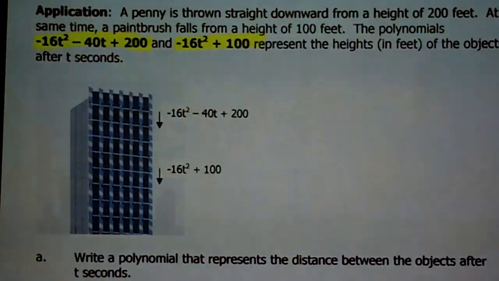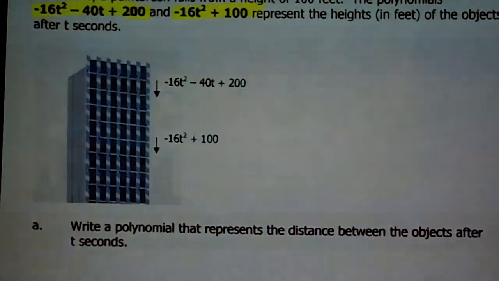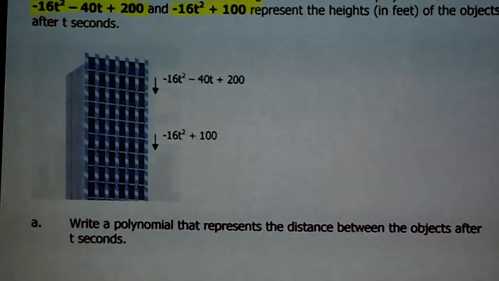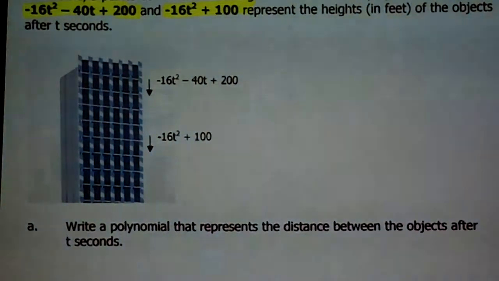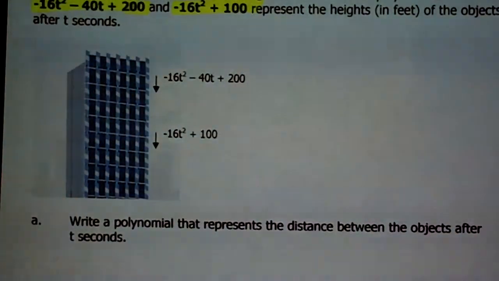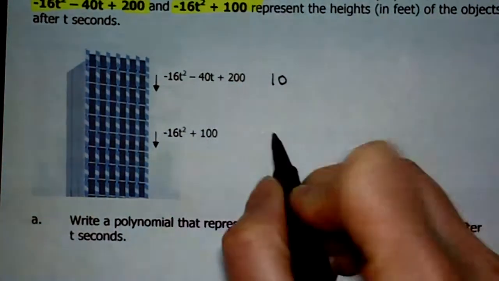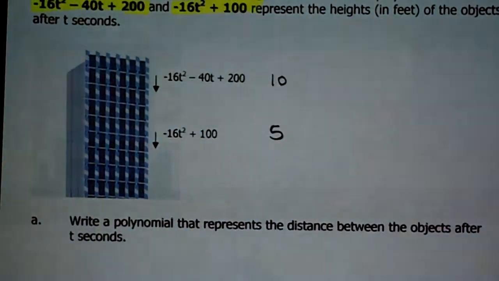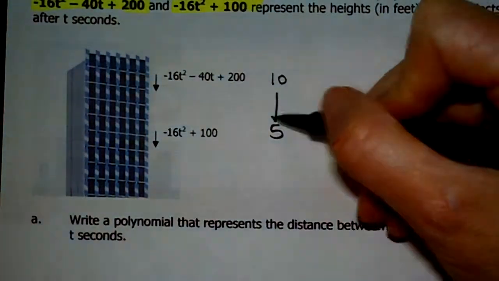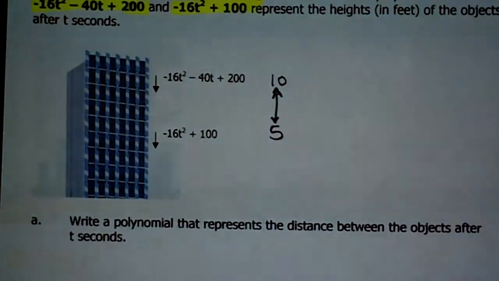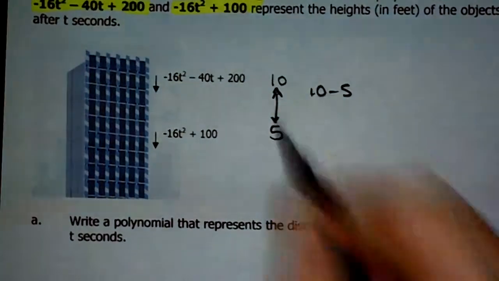Letter A says, write a polynomial that represents the distance between the objects after t seconds. And maybe you're thinking, well, how on earth am I supposed to figure that out? What am I supposed to do here? I'm guessing I would add or subtract, because that's what this has been about. But think about this for a minute, and you don't have to write these numbers down. If this right here was 10 and this was 5, what's the distance between these objects? How would you figure out the distance between them? You wouldn't take 10 plus 5, would you? No, you would take 10 minus 5 to get that distance.